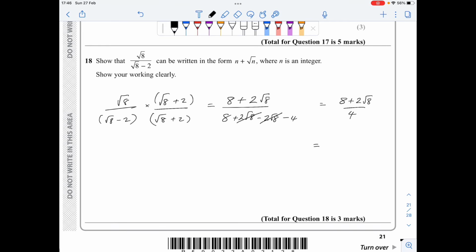This one is equal to, if I split this into two fractions, 2 plus a half of square root of 8. And note, square root of 8 is equal to square root of 4 times square root of 2, which is 2 square root of 2. So if I substitute this, I'm going to get 2 plus a half times 2 root 2. This cancels out, so I am left with 2 plus square root of 2, which is what I want.